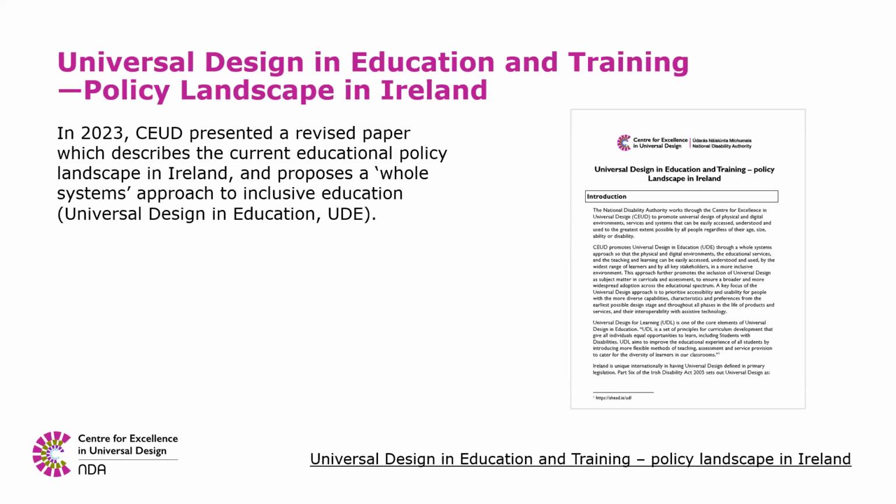The current educational policy landscape in Ireland is outlined in the CEUD paper titled Universal Design in Education and Training, Policy Landscape in Ireland. This paper describes the whole systems approach that we spoke about and is available on our website as well.